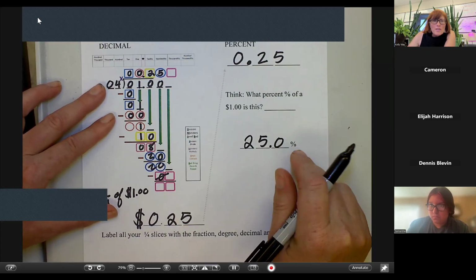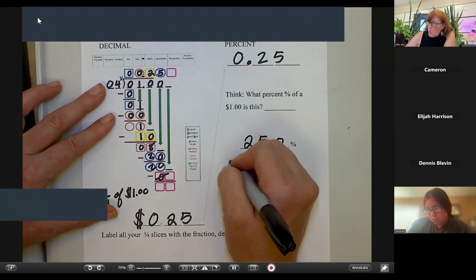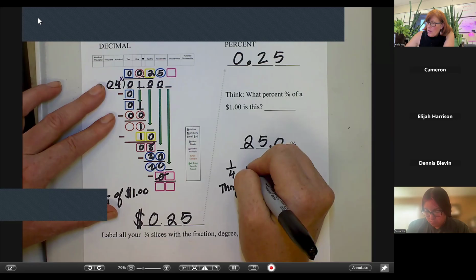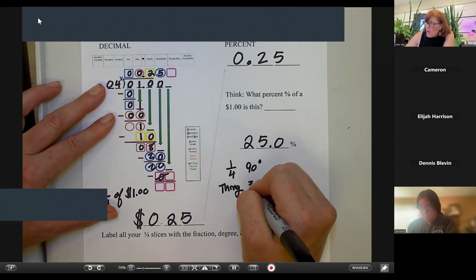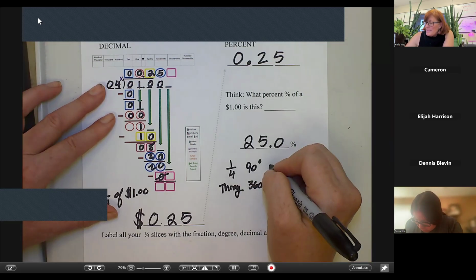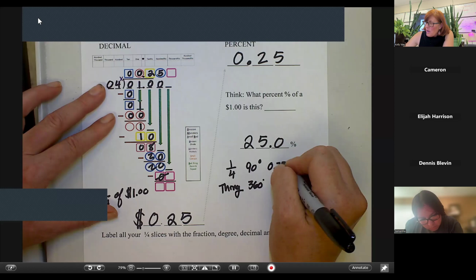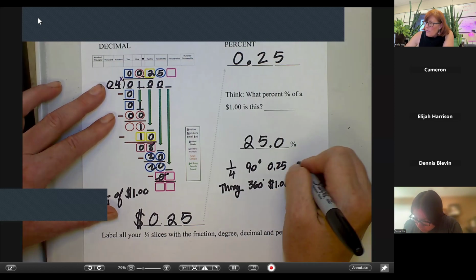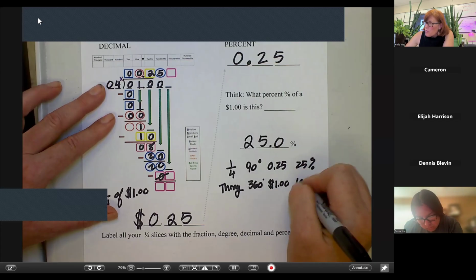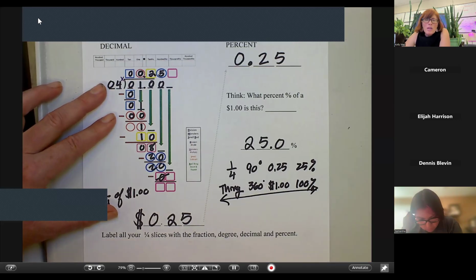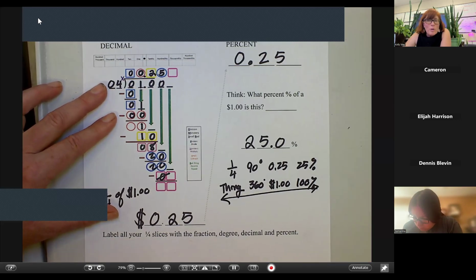So all 4 of these things are equivalent. 1/4 of a thing. Okay, 90 degrees of a 360-degree circle. 25 cents of a dollar. And 25% of 100%. All of these communicate something similar.